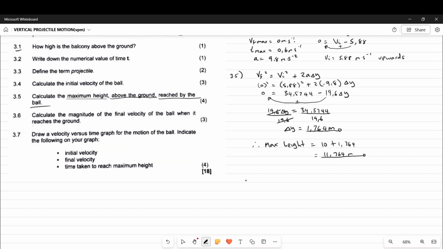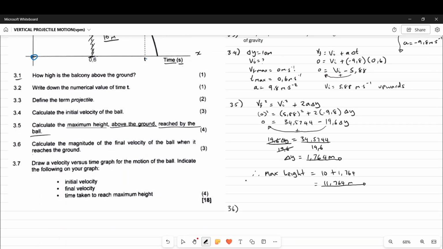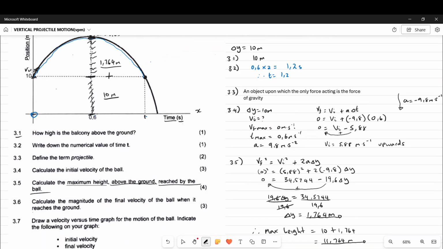So now they want 3.6, right? They said calculate the magnitude of the final velocity of the ball when it reaches the ground. So they want to know V final when it strikes the ground, right? Velocity of the ball. So they want to know this velocity when it strikes the ground. So we know V initial, right? We're looking for V final, right?